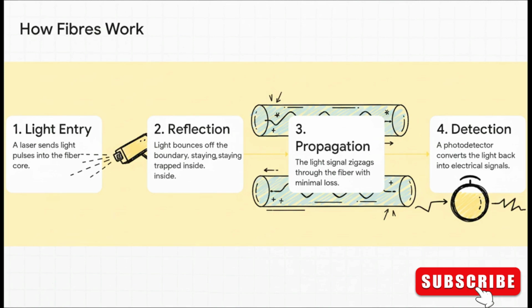Step 1. A tiny laser flashes pulses of light into the fiber. These pulses are your data, your movie, your phone call. Step 2. Thanks to that total internal reflection trick, those light pulses bounce perfectly off the walls inside the fiber, staying trapped. Step 3. That signal then zigzags and zips down the fiber for miles and miles with almost no loss of strength. And finally, step 4. A detector at the other end reads those flashes of light and turns them back into the data you can actually use. Simple, right? But absolutely revolutionary.